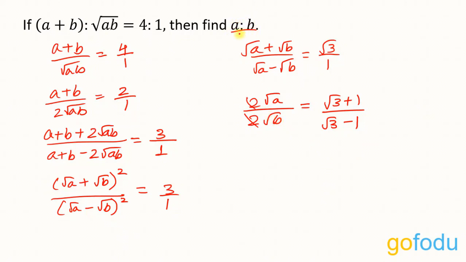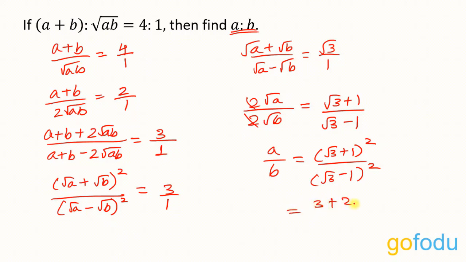We have to find the ratio of a and b, a is to b. So square both the sides. a upon b will be equal to (√3 + 1) whole square upon (√3 − 1) whole square, which is equal to (3 + 2√3 + 1) upon (3 − 2√3 + 1), which will be equal to (2 + √3) upon (2 − √3). This is the final answer. Next question.